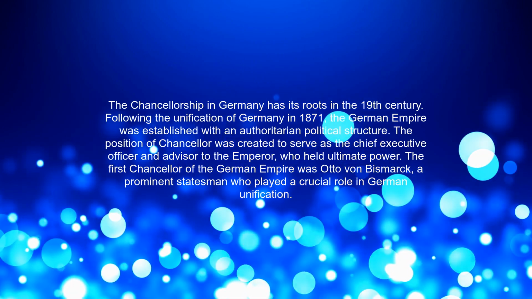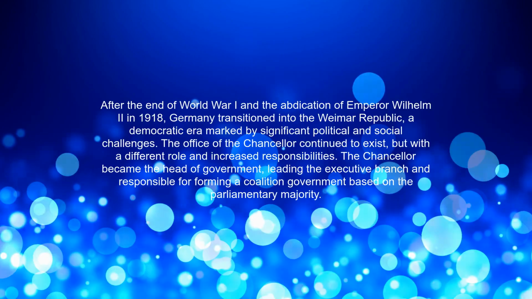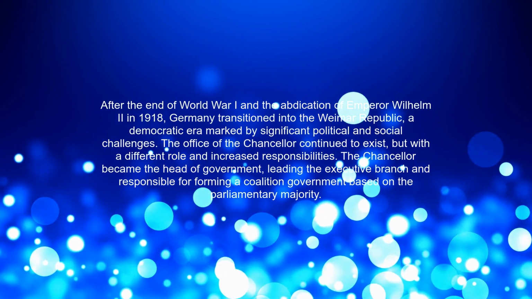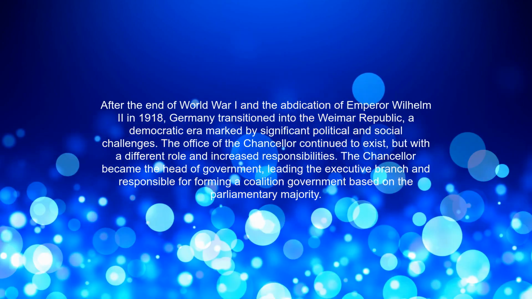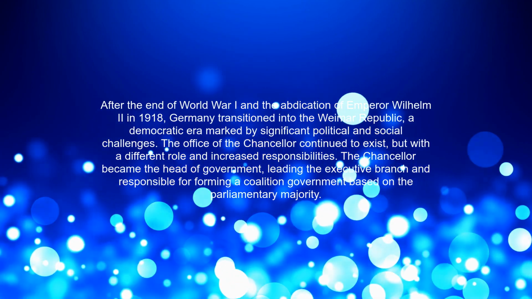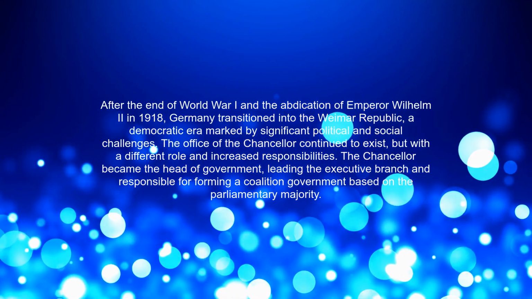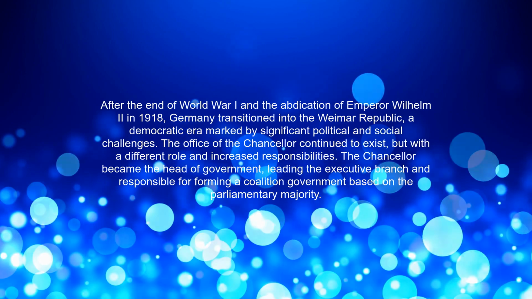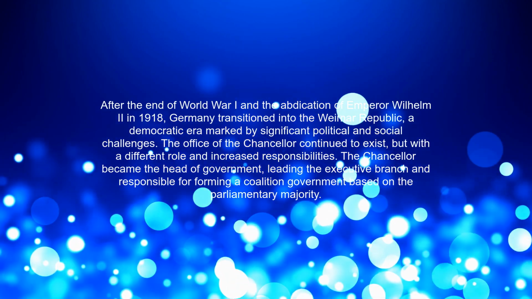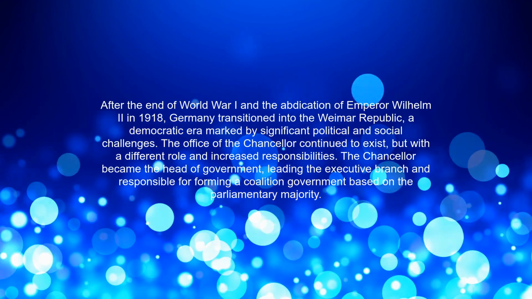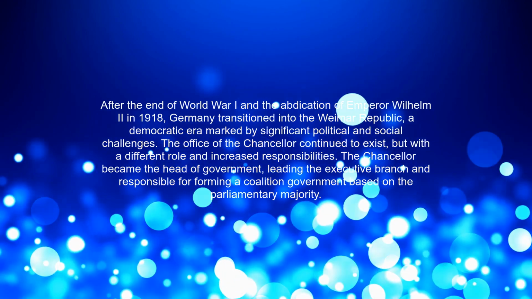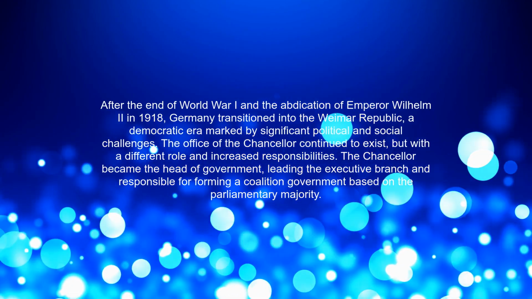role in German unification. After the end of World War I and the abdication of Emperor Wilhelm II in 1918, Germany transitioned into the Weimar Republic, a democratic era marked by significant political and social challenges. The office of the Chancellor continued to exist, but with a different role and increased responsibilities.